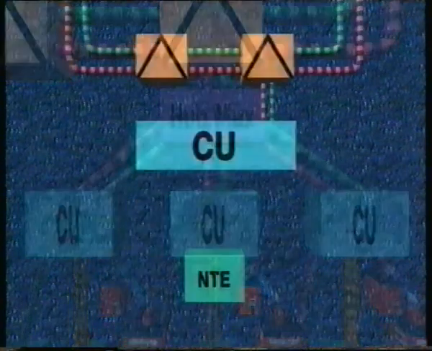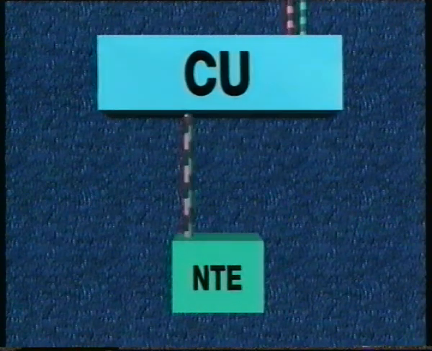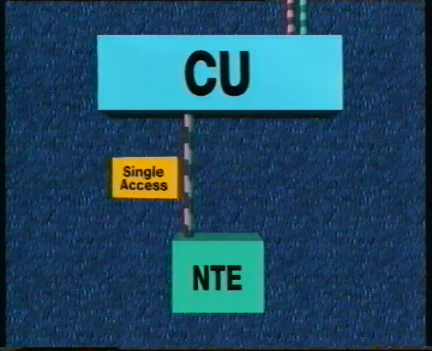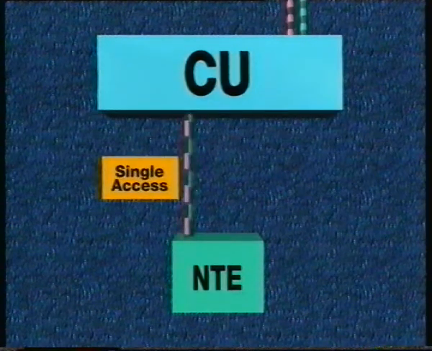Earlier in this video, we looked at circuit protection, so let's see how this can be achieved with Access SDH. In this first example, there's only one connection between the BT node and customer premises, and therefore the link is unprotected. This is called single access and initially is likely to be the most common arrangement.